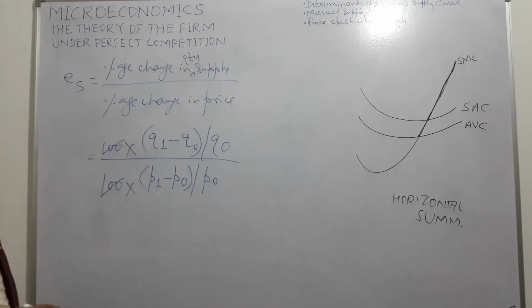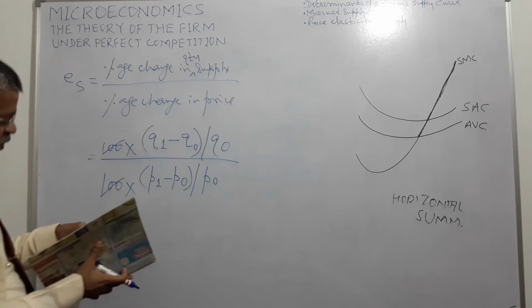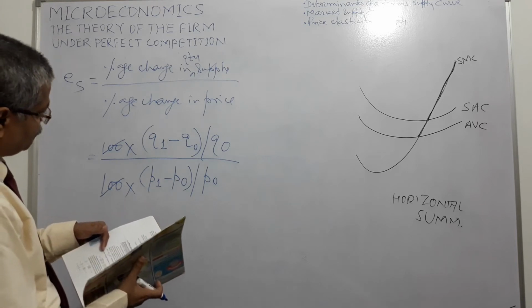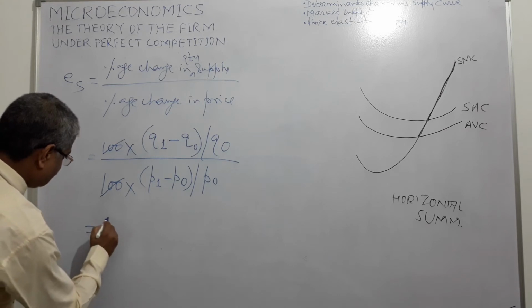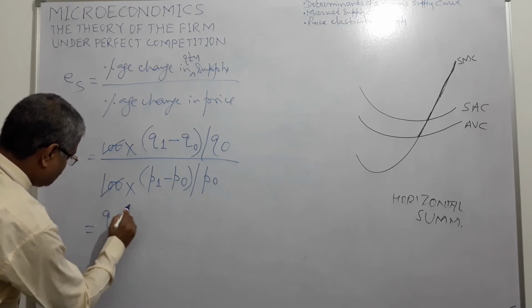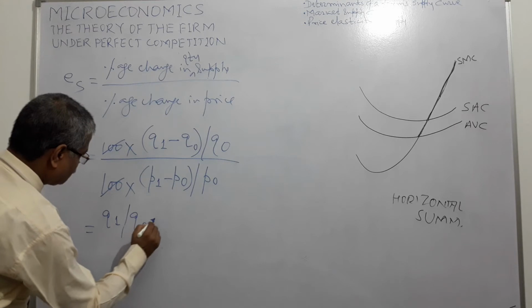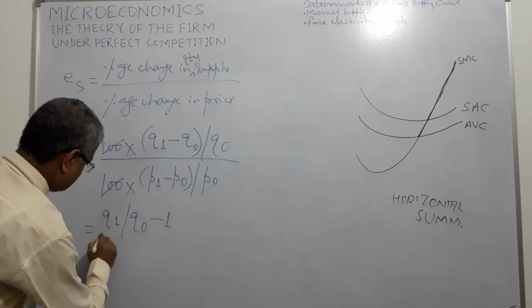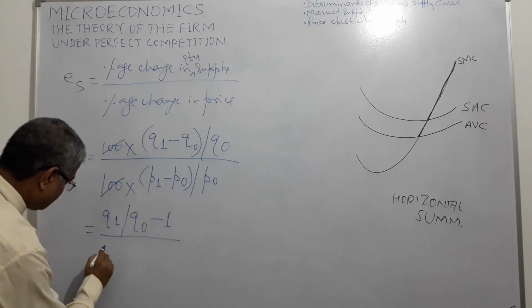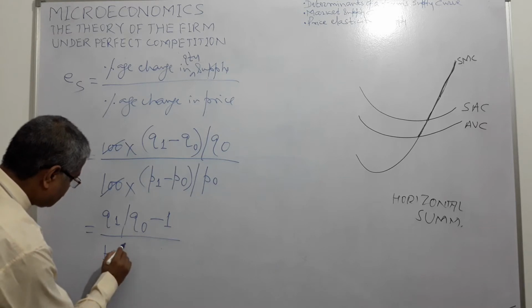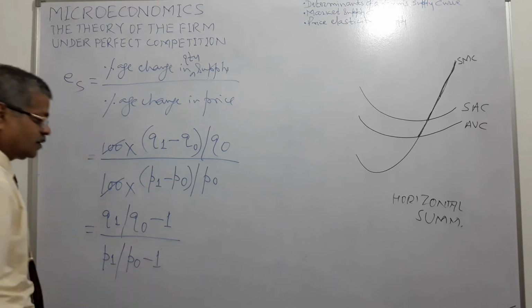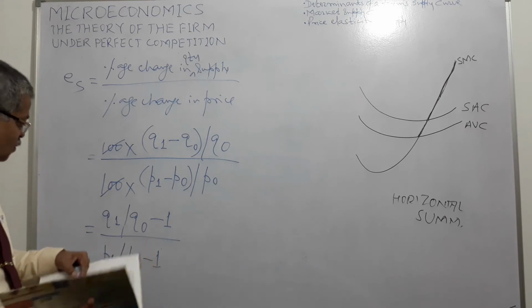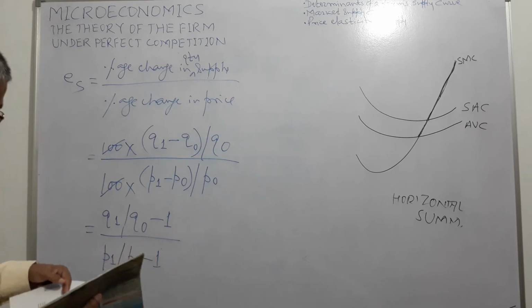And what does it come to? Q1 upon Q0 minus 1, upon P1 upon P0 minus 1. That's the formula.